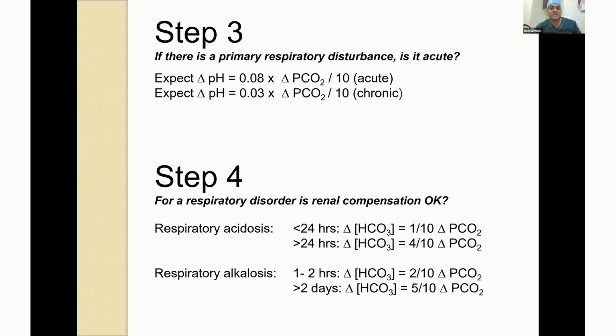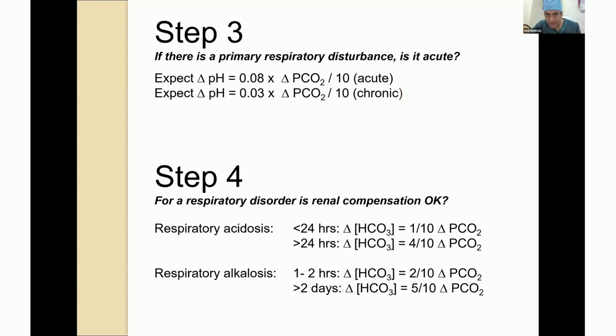So the third step is looking at the change, if it is a respiratory pathology, whether it is acute or chronic. These are a certain set of formulas that nobody remembers, but definitely you should have jotted them down somewhere to calculate at the time you want to interpret an ABG. So the change in pH is 0.08 into delta PCO2 by 10, and this is the expected pH.